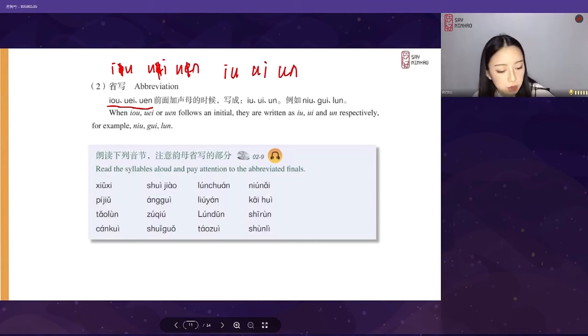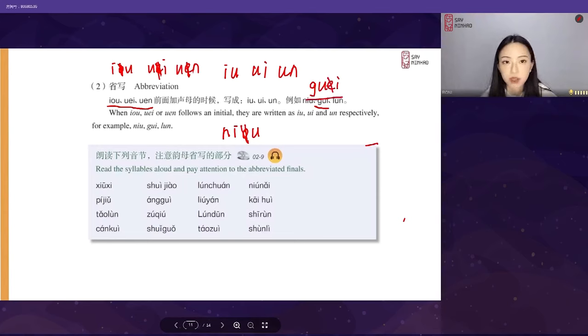Just remember. For example, like niu, actually in the pronunciation it should be written as n-iou, but we will write them like this, niu. And for gui, gui actually is guei. It can indicate the pronunciation of it, but we will get rid of this when we are writing. And last one, luan, actually it is luen, but we get rid of this and we are writing them like this.